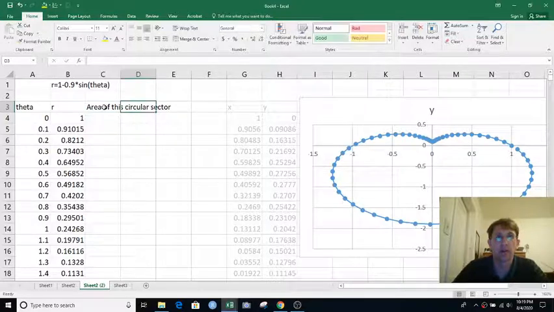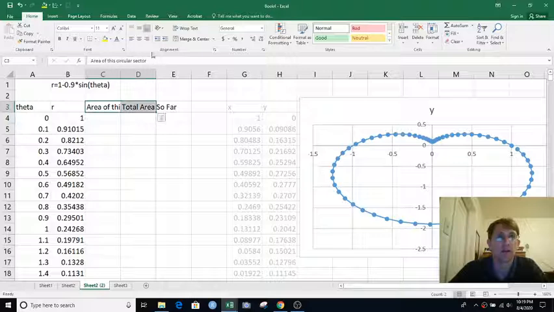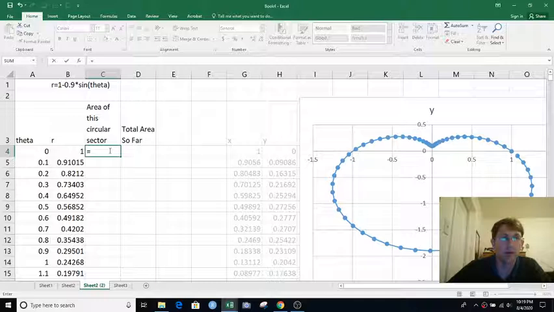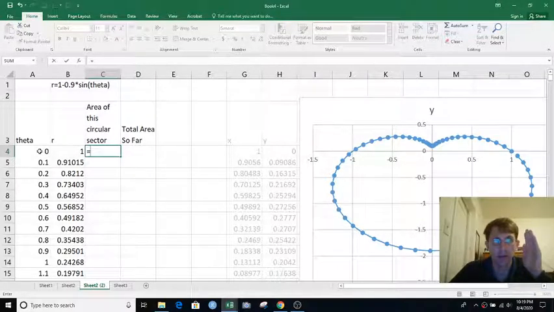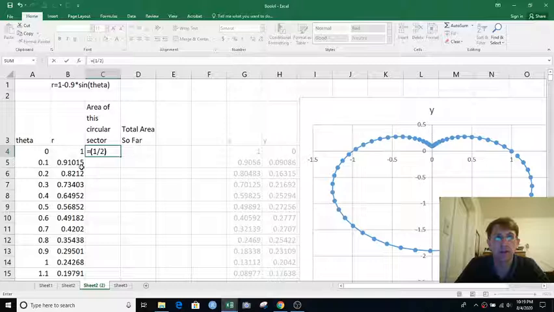Remember, circular sector is a name for a pie slice shaped thing. And then let's do the total area so far. Map that so we can see it. All right, so what do I want to say is the area of the circular sector that goes from theta equals 0 to theta equals 0.1 and has a radius of somewhere around 1 or somewhere around 0.9, something like that. Well, the formula is 1/2 times what?